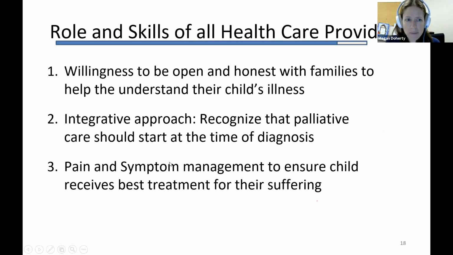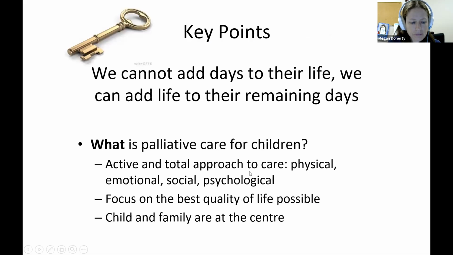So in summary, we have to be willing to be open and honest with families to help them understand their child's illness. We have to use an integrated approach, meaning we integrate palliative care early in the illness, like that picture I showed. And then we have to use good pain and symptom management to make sure the child gets the best treatment for their suffering. So I'll wrap up there. Thank you very much.